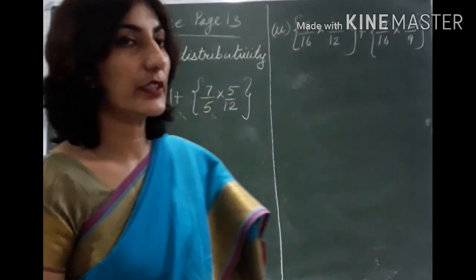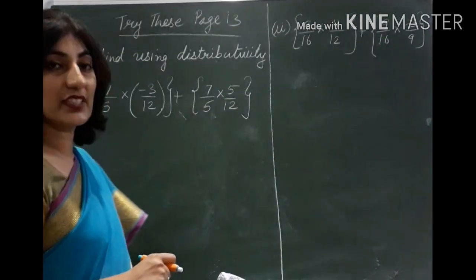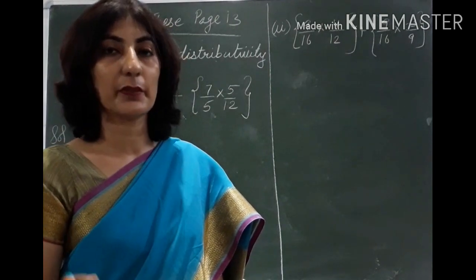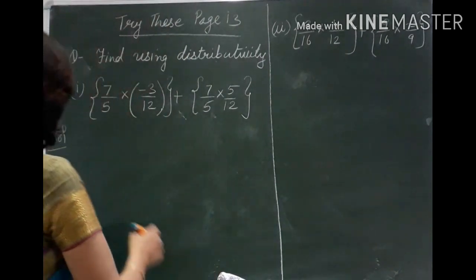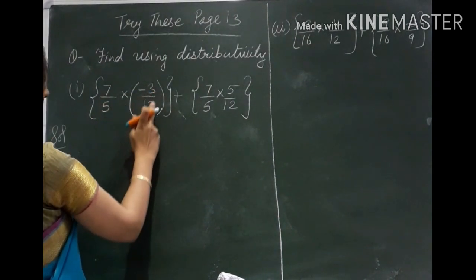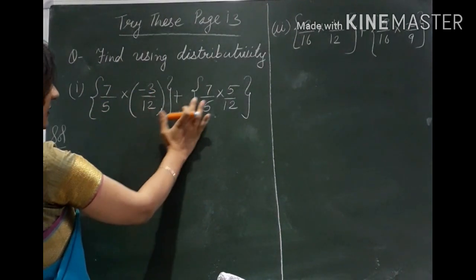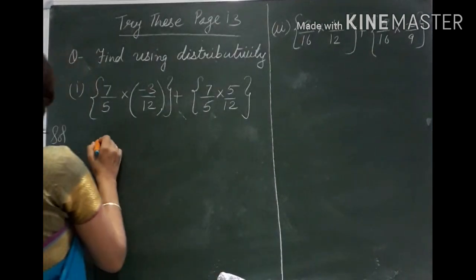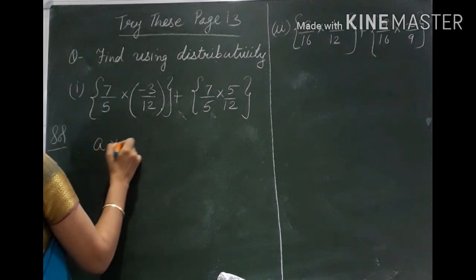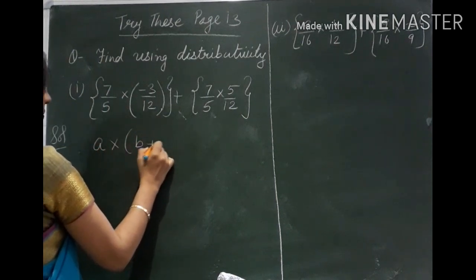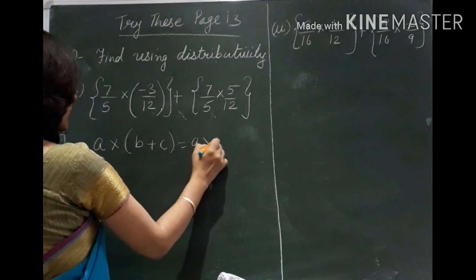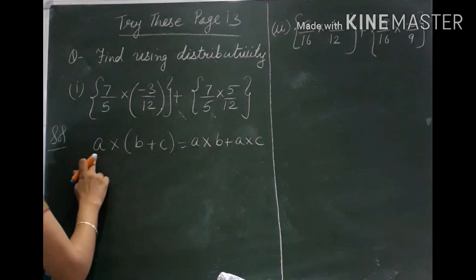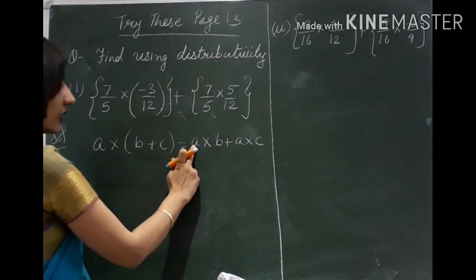Try this given on page number 13. Find using distributivity. They have already mentioned in the question that we have to use distributive property to solve this question. First part is 7 by 5 multiplied by minus 3 by 12 in one bracket plus 7 by 5 multiplied by 5 by 12. First of all, you should know what is distributive property. Distributive property was A into B plus C is equal to A into B plus A into C. You can see here A is common outside the bracket. Here A and here A.